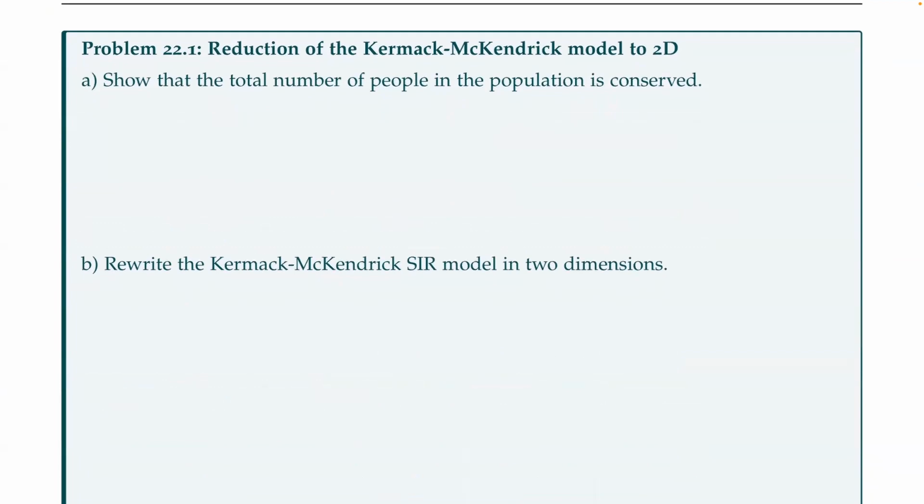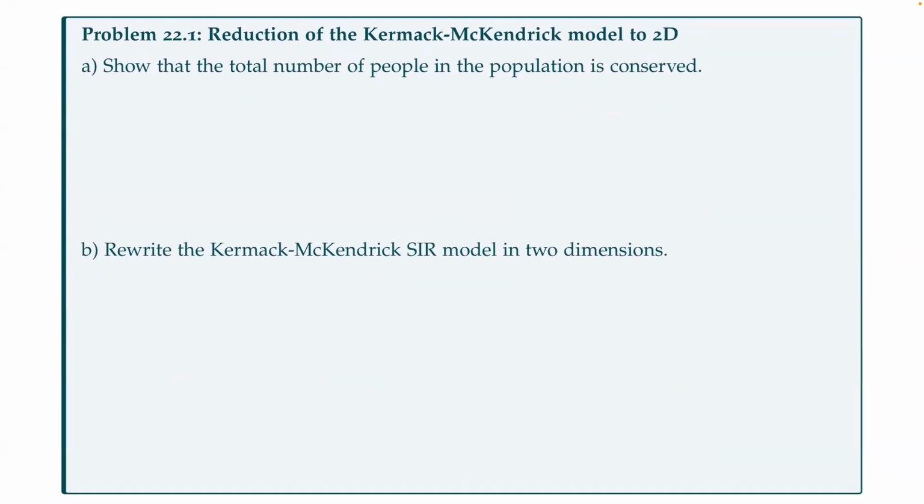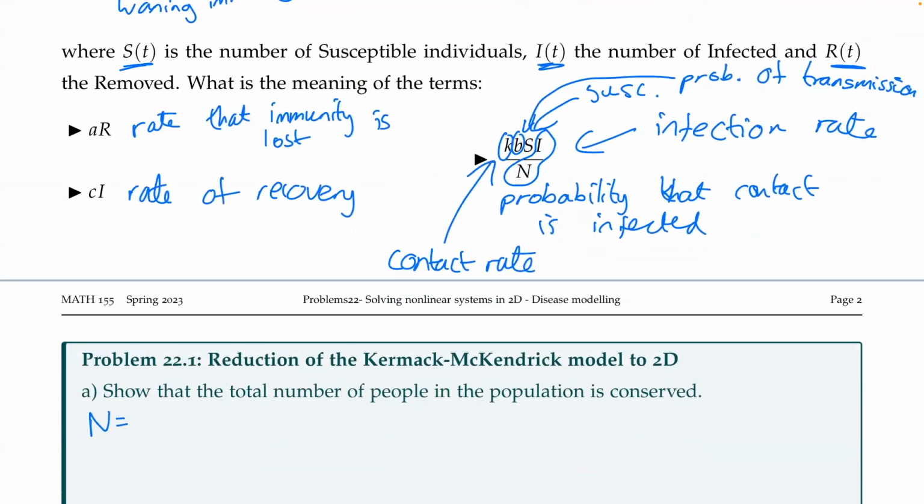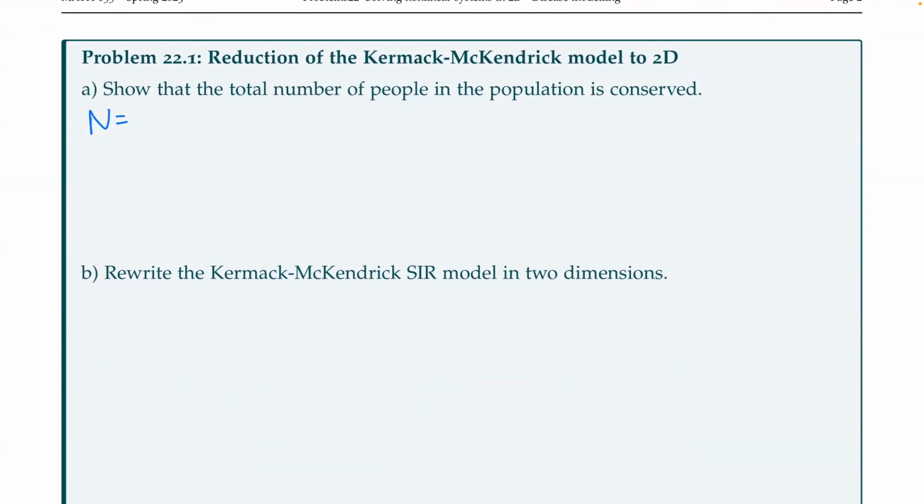Okay, so let's do a little bit of analysis on this model. I want to start by showing that the number of total people in the population is conserved. What do I mean by this? Well, if I let N be the total population size, everyone must be either susceptible, infected, or recovered. So if we add these three things up, what do we get?